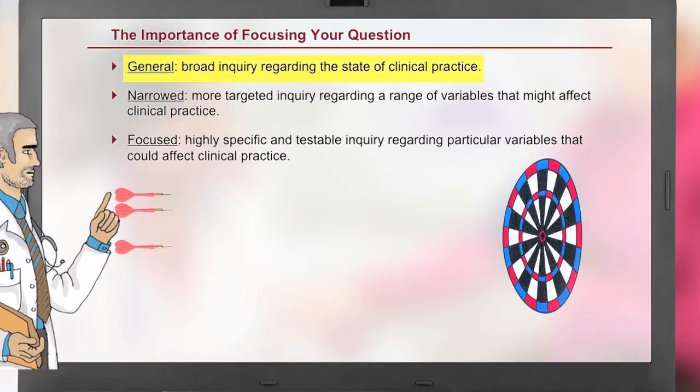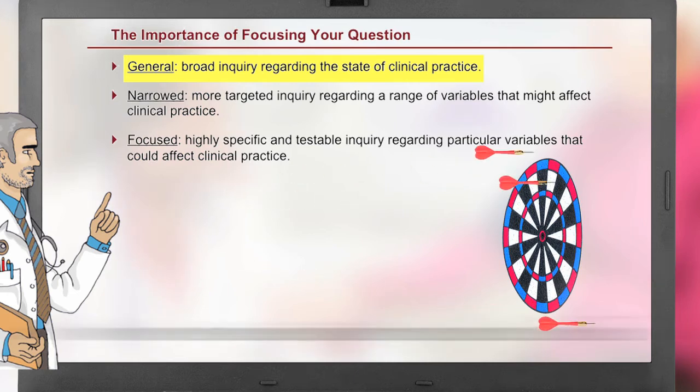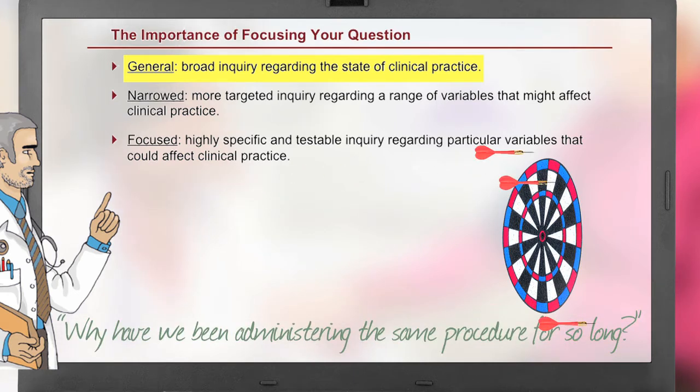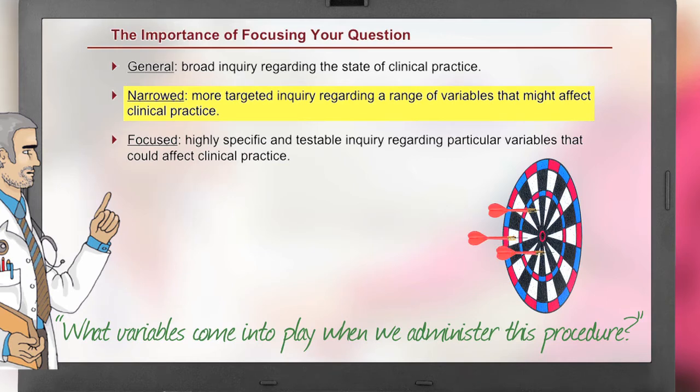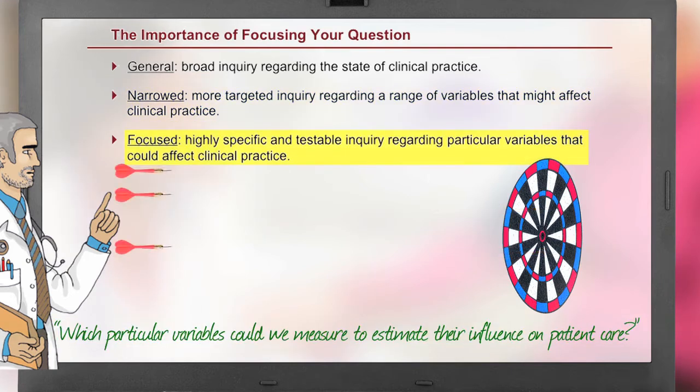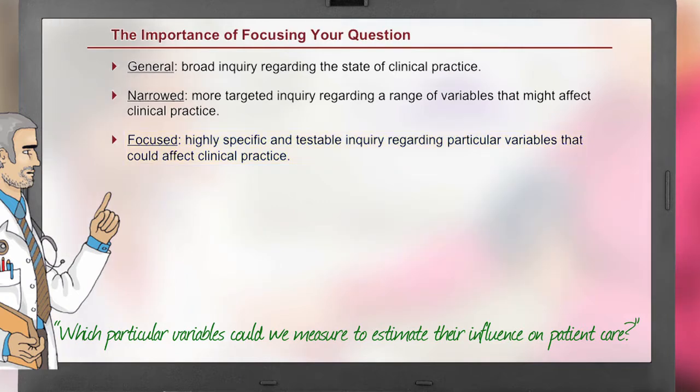Your clinical question will often begin broadly. For example, why have we been administering the same procedure for so long? You may follow this broad inquiry with something a bit more specific, such as, what variables come into play when we administer this procedure? After which you could more pointedly ask, which particular variables could we measure to estimate their influence on patient care?